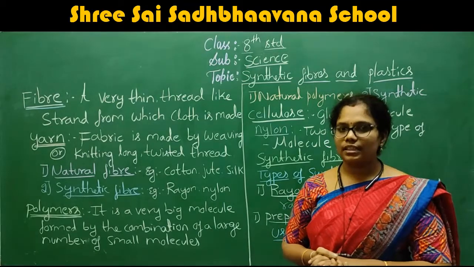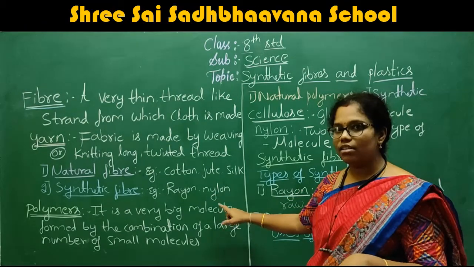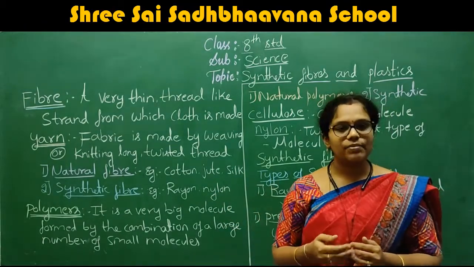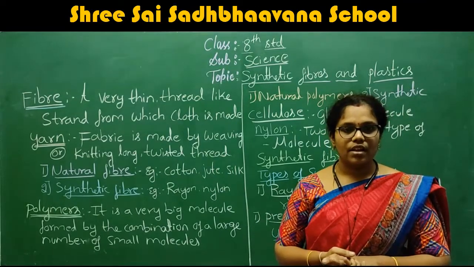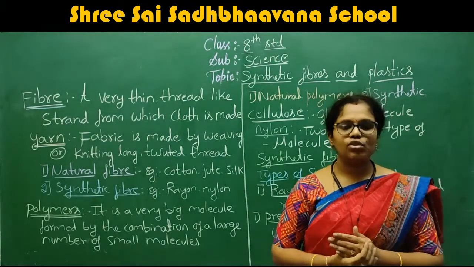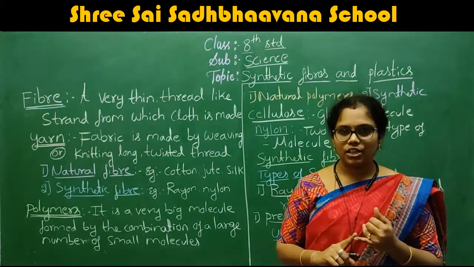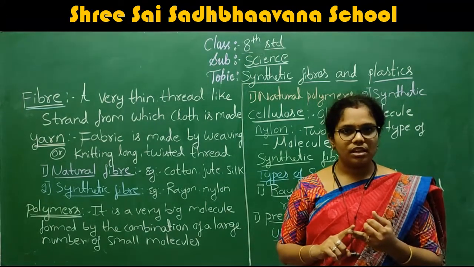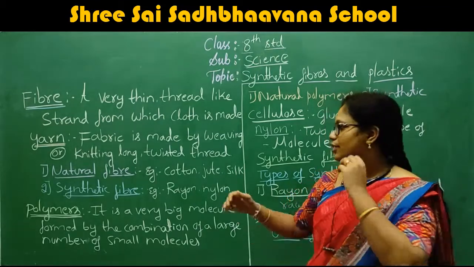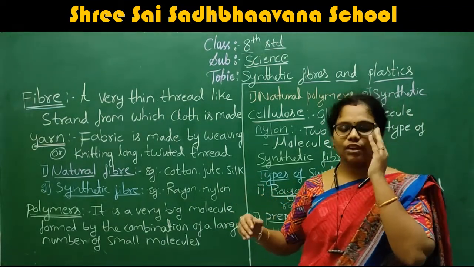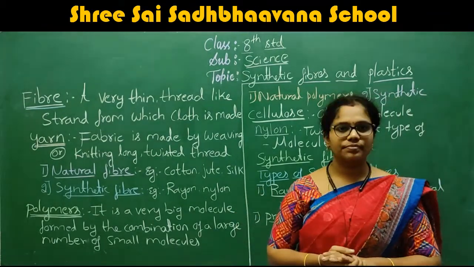Examples of synthetic fibers or artificial fibers: Rayon, Nylon. These are some of the examples of synthetic fibers or artificial fibers. We will discuss one by one. In this chapter we are going to discuss every type of fiber, with their preparation and their uses, all the things we will discuss here. Next, after natural and synthetic fibers, that is, the types of fibers, now we are going to discuss polymers.